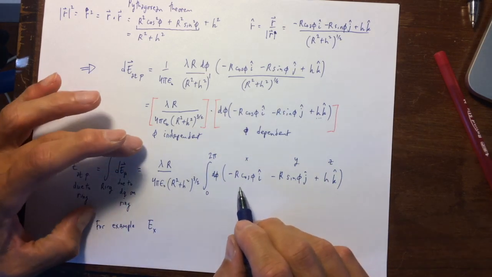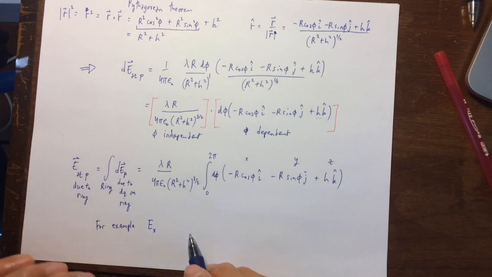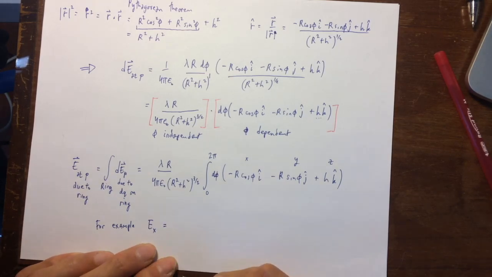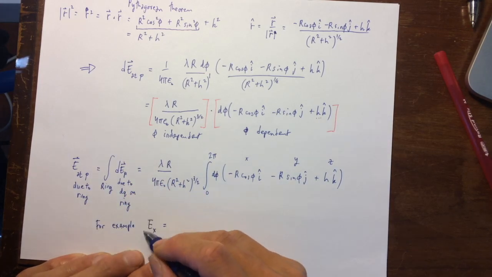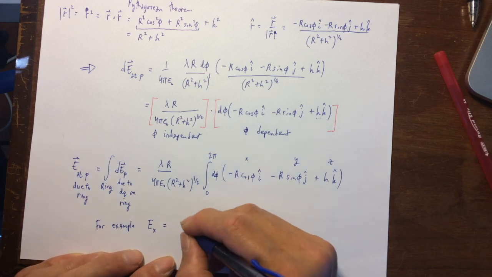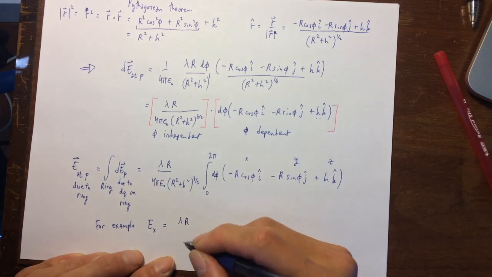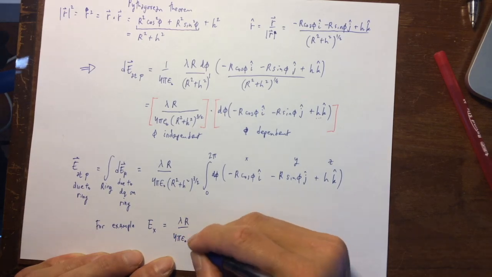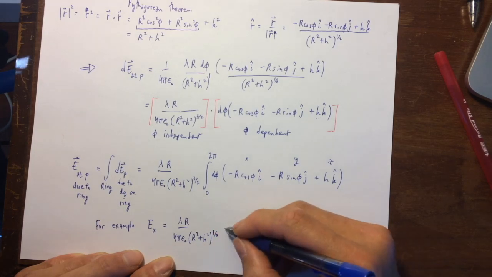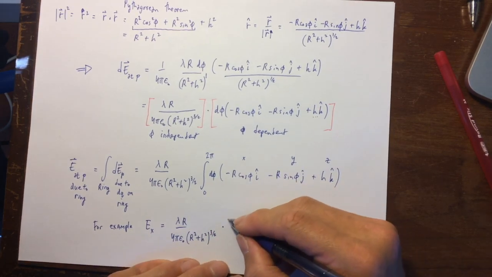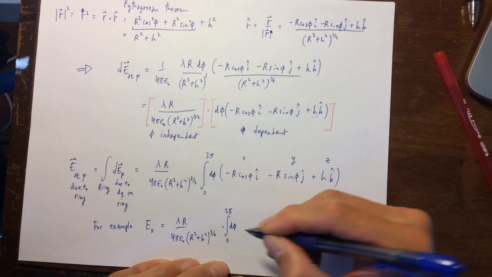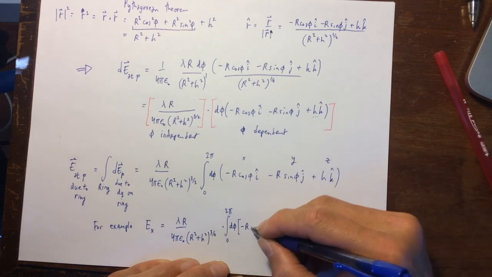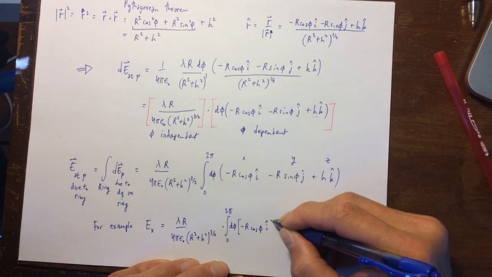And what this amounts to is the following. So E sub x, the x component of the electric field at P due to the ring, net, so it's the net electric field in the x direction, is going to be lambda R over 4 pi epsilon 0 times (R squared plus H squared) raised to the 3/2 power, times the integral from 0 to 2 pi d phi of minus R cosine phi i hat.